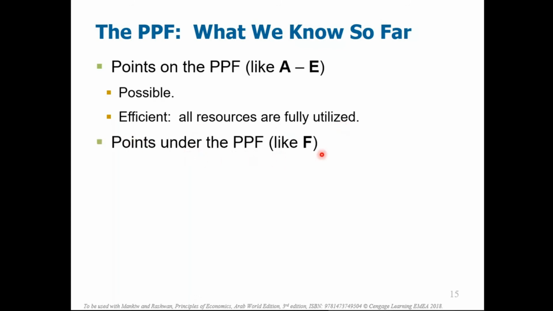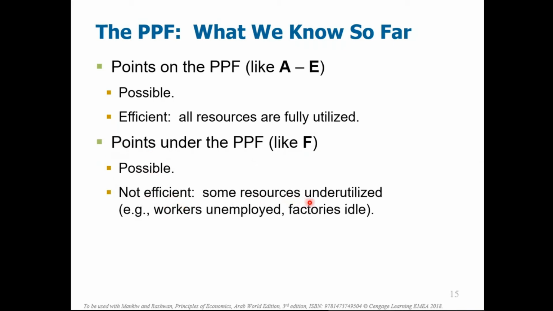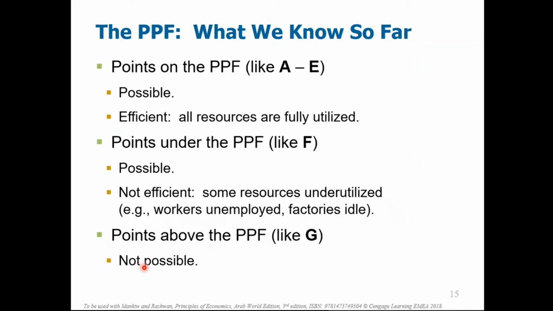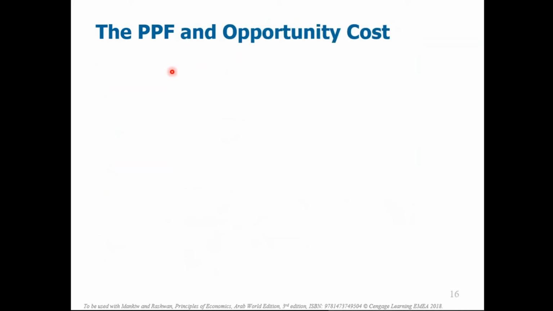Points under the PPF, like point F, as we discussed earlier, are possible, but they are not efficient. Some resources are underutilized. It means that we are not using all of our employees. Maybe we have workers that are unemployed, or the factories are not using the maximum number of labor, so they are not producing the best of their production. Points above the PPF, like point G, are not possible. Why? Because it takes more resources.